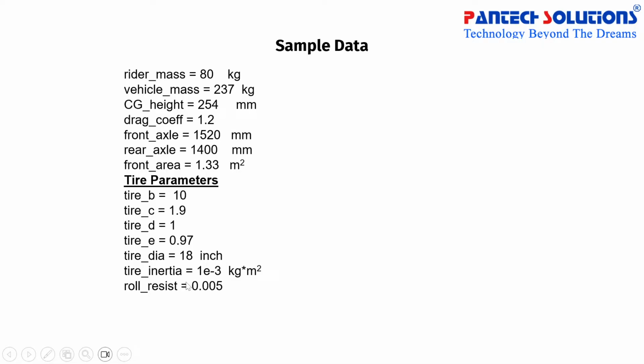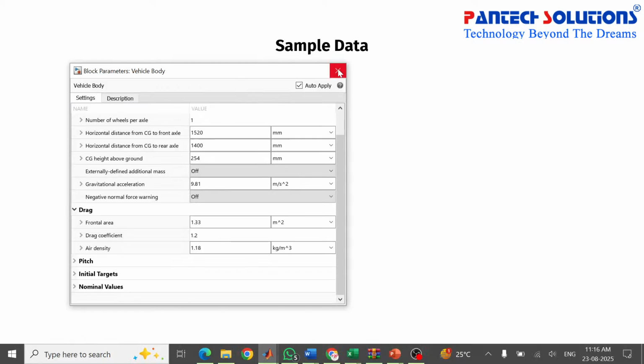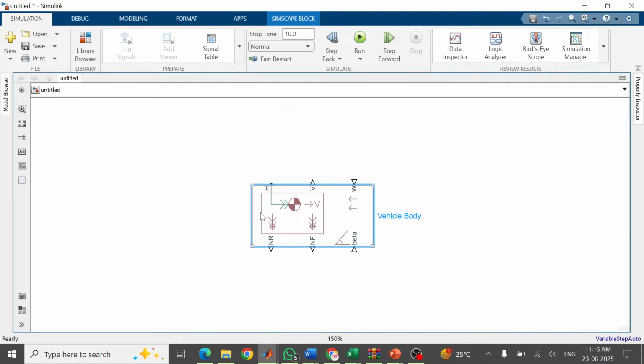Whatever data we are giving, only that data you take. At the same time, this block will automatically apply the values. No need to click any OK or anything, just automatic apply. After applying these values, our vehicle body values are applied and our vehicle body will be ready.